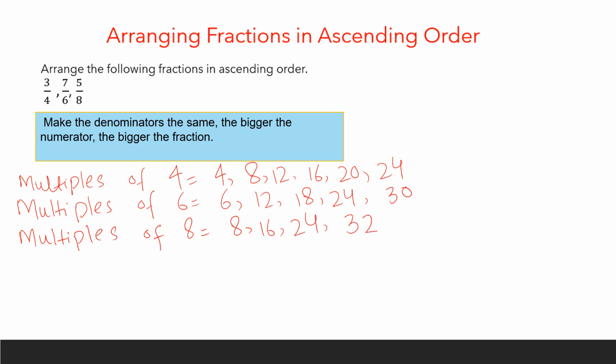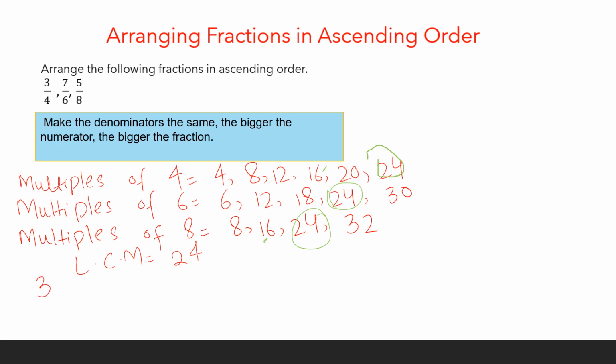And now we can see what our common multiple is. I can see 24 is the common multiple here. You can also see 16 is a multiple of 4, and 16 is also a multiple of 8, but 16 is not a multiple of 6. So 16 is not our LCM. Our LCM is 24. So what I need to do is make the denominators of all these fractions equal to 24.